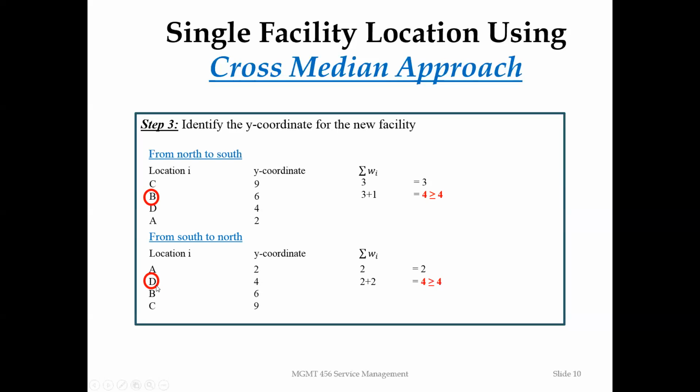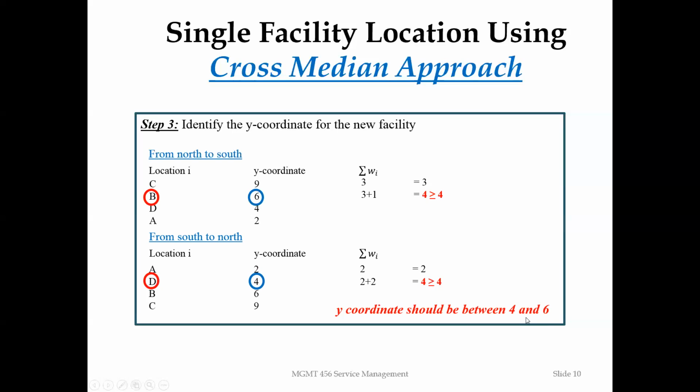So now we just identified 2 locations in 2 different directions. So are these 2 locations the same? No, they are not. If they are not the same, that means the y coordinate for the new facility should be anywhere between location B and location D. Between B and D, it means the y coordinate should be between 6 and 4, or between 4 and 6. So the conclusion is the y coordinate should be between 4 and 6.